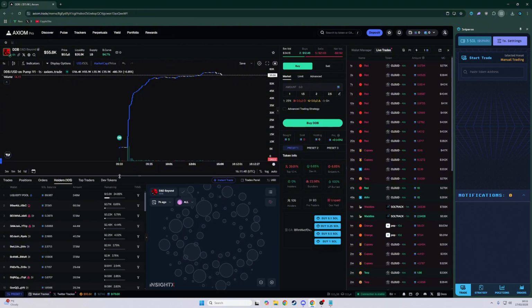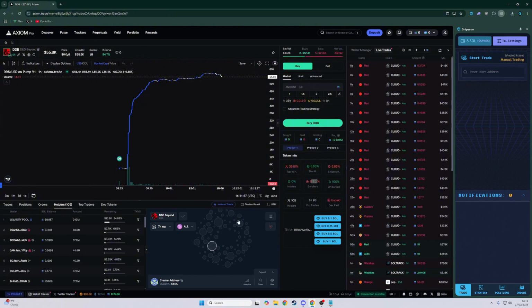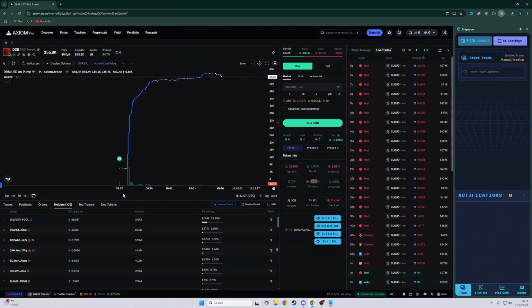So basically this shows all the little tokens and if they're interlinked and how much they're holding. So there's the creator wallet, as you can see, is holding 6.8%. That's another reason why I really like Axiom, because it has bubble maps built into it. So it's very good for that. So we covered the token info here. We're gonna see how to read holders next.